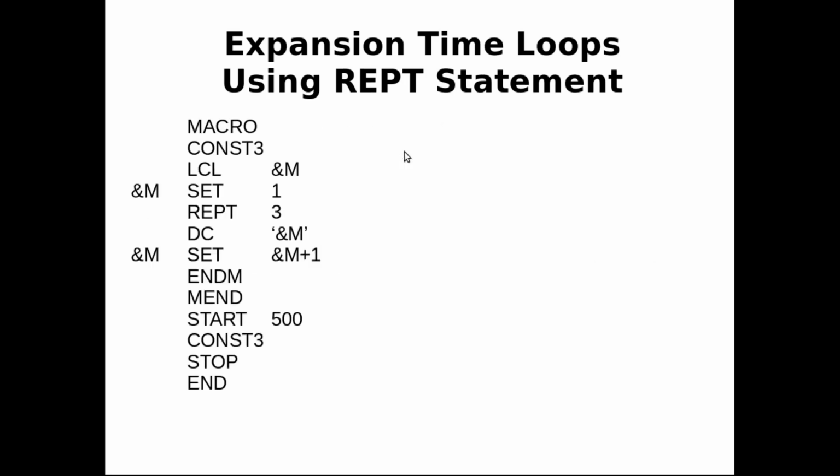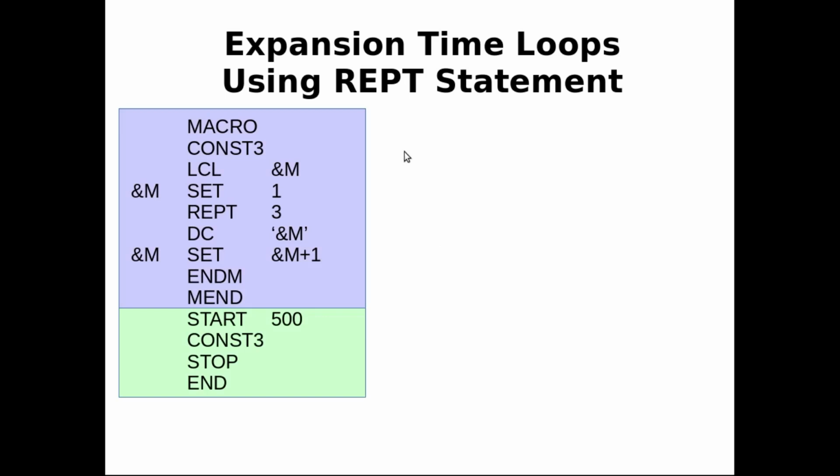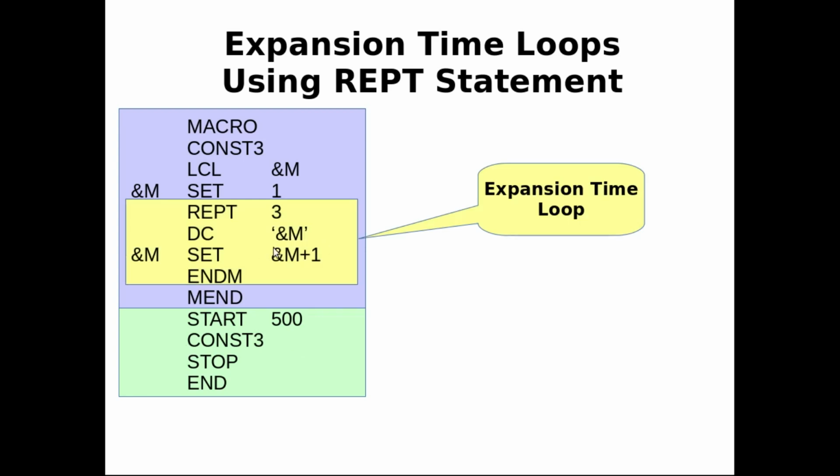Let us look at one example. So here we have a macro. We have the macro definition and the main program, and in the macro definition, this is my expansion time loop. The expansion time loop starts at the repeat statement and it ends at the end m statement. And here we have the value 3, which means this expansion time loop will be repeated 3 times.